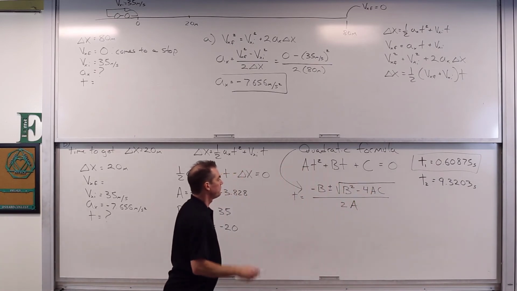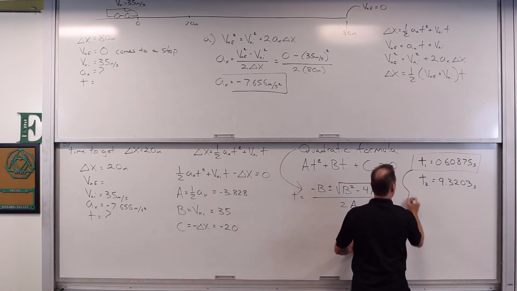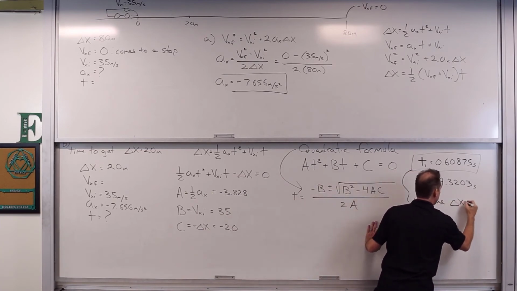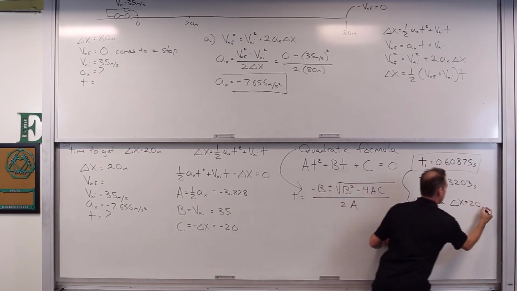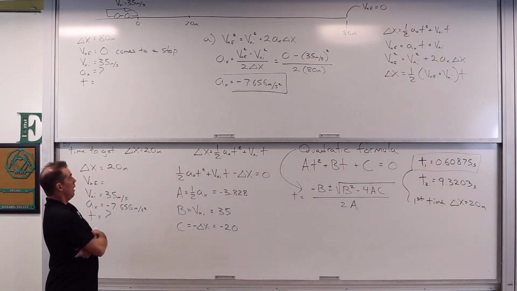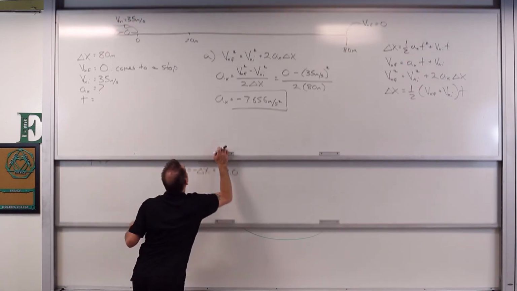All right, so this is the first time: delta x is equal to 20 meters. And we'll say that that's our answer. All right, so that was fun, right? Yeah, of course it was. So what else do we want to know? Let's figure out some other things.